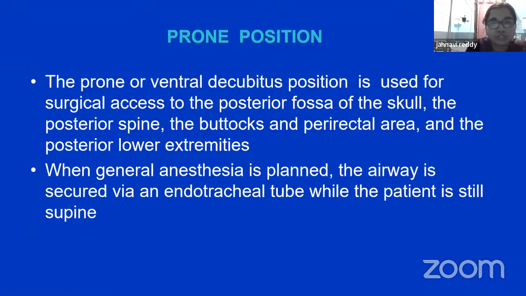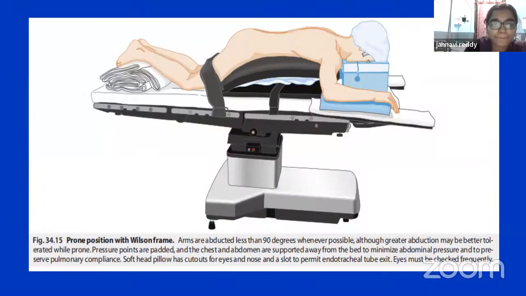Next, we are coming to prone position. The prone or ventral decubitus position is used for surgical access to the posterior fossa of the skull, the posterior spine, buttocks, perineal area, and posterior lower extremities. When general anesthesia is planned, the airway is secured by an endotracheal tube while the patient is still in supine. Then the patient is turned to the prone position.